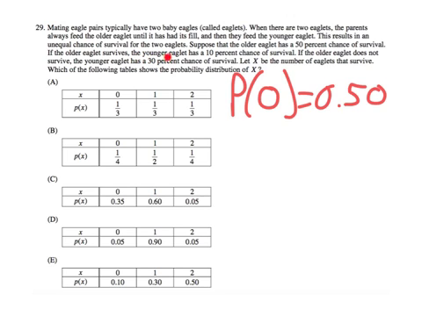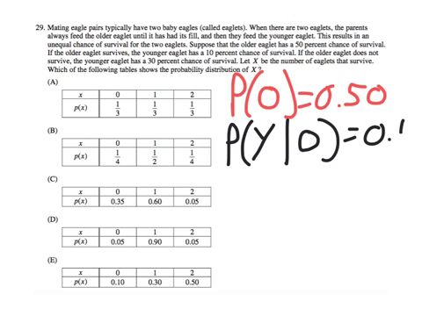Now right here, the second fact that we're given, the second number: if the older eaglet survives, the younger eaglet has a 10% chance of survival. So let's let Y represent the event of the younger eaglet surviving. And we're told that the probability of the younger eaglet surviving, given that the older eaglet has survived, is 0.10. So we got a conditional probability there.